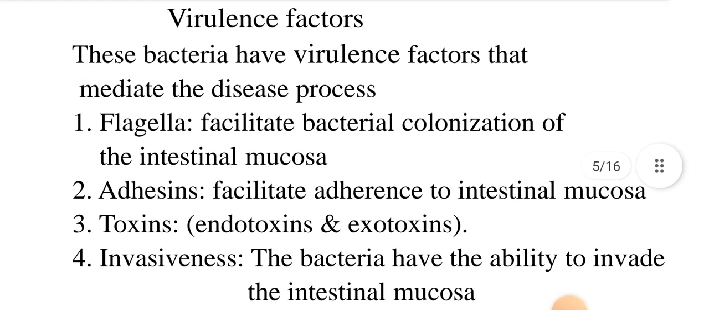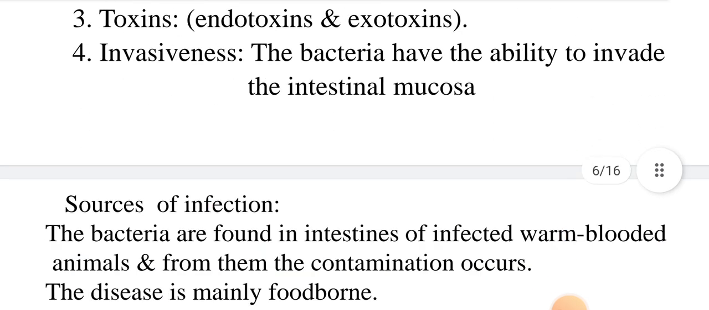These bacteria have virulence factors that mediate the disease process. These are: 1. Flagella. They facilitate bacterial colonization of the intestinal mucosa. 2. Adhesins. They facilitate bacterial adherence to intestinal mucosa. 3. Toxins. They produce endotoxins and exotoxins that participate in the disease process. 4. Invasiveness. The bacteria have the ability to invade the intestinal mucosa.